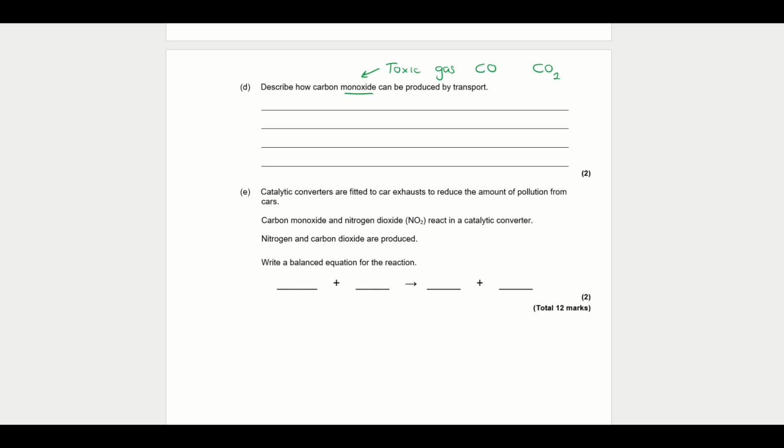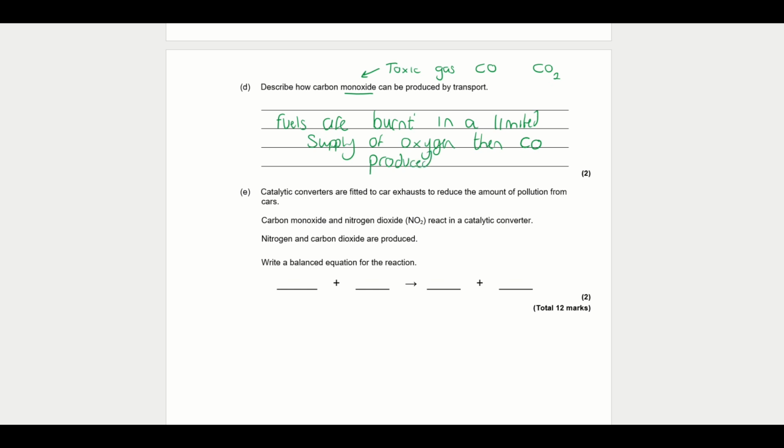However, if you have incomplete combustion, so if your fuels are burnt in a limited supply of oxygen, then CO is produced. Okay, and that's because you've got a lack of oxygen.